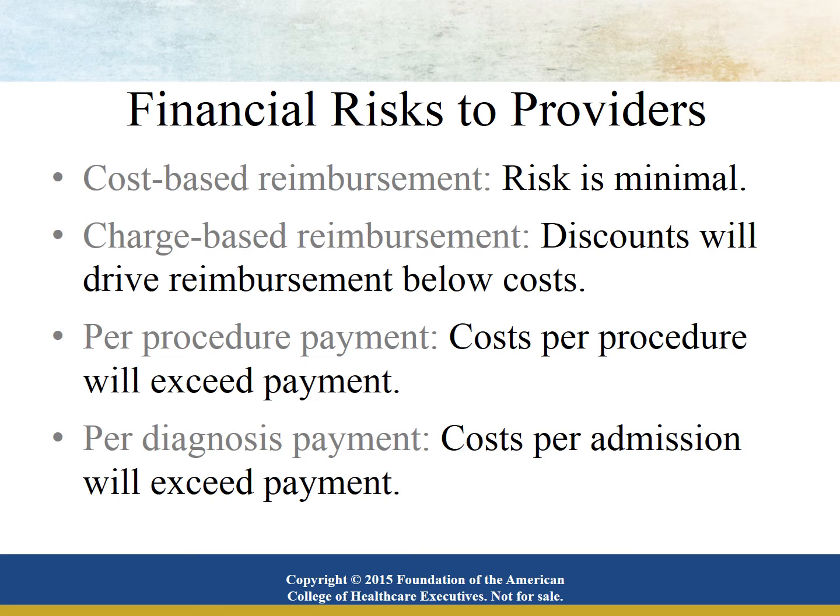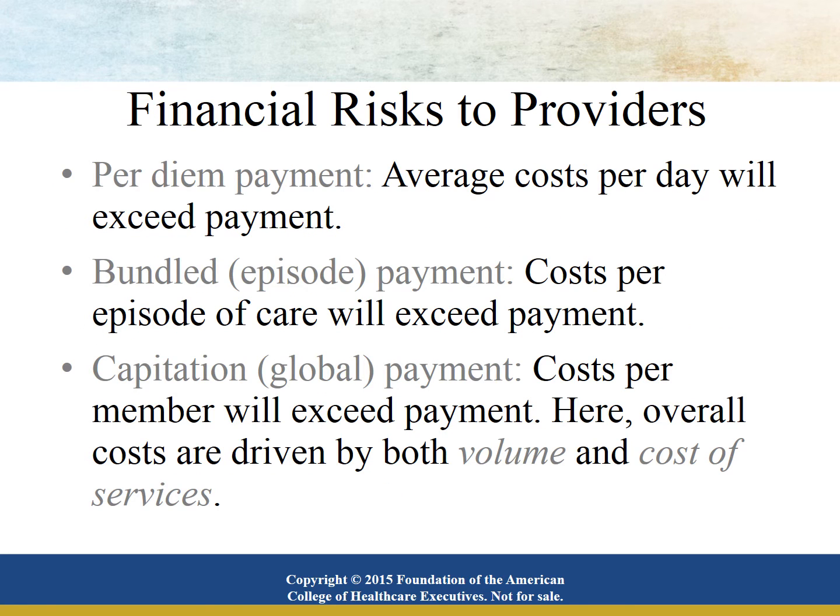On a per diagnosis basis, same thing. Cost per admission will exceed payment. If a patient stays 5 days and the expected length of stay that they use to calculate the DRG reimbursement is 3 days, then you're probably going to lose that bet also, and you're going to lose money on it. A per diem payment, again, if we get $1,500 a day, but our cost per day is $1,600, we're losing money. So we've got to get our cost below what that per diem is. The bundled episode, you get paid for 90 days, and the risk is if your cost per episode of care exceeds your payment.